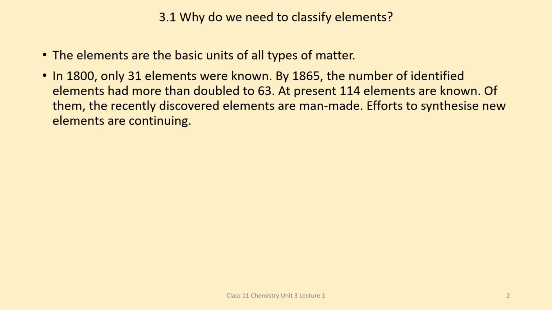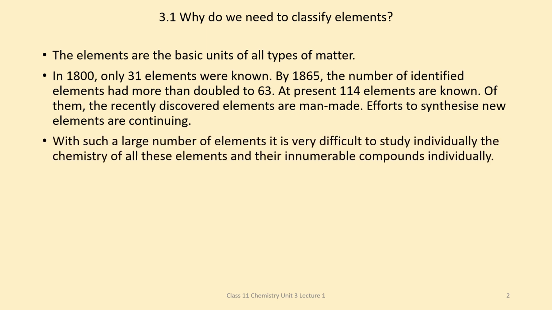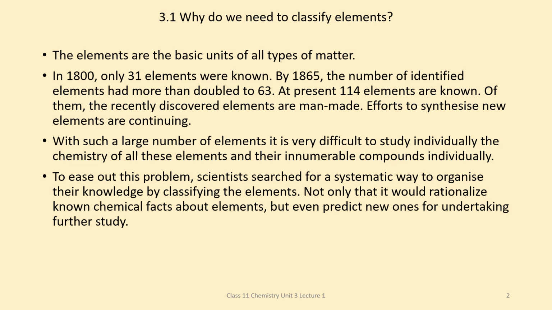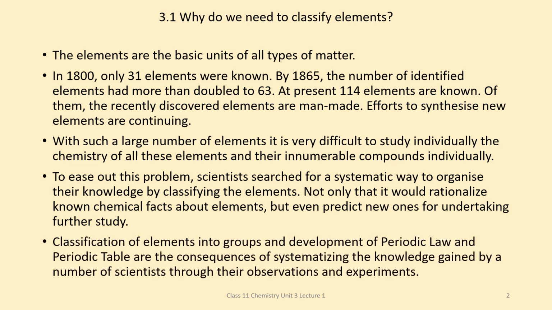With such a large number of elements, it is very difficult to study individually the chemistry of all these elements and their innumerable compounds. To ease out this problem, scientists searched for a systematic way to organize their knowledge by classifying elements. Not only would it rationalize known chemical facts about elements, but it could even predict new ones for undertaking further study. Classification of elements into groups and development of periodic law and periodic tables are consequences of systematizing the knowledge gained by a number of scientists through their observations and experiments.